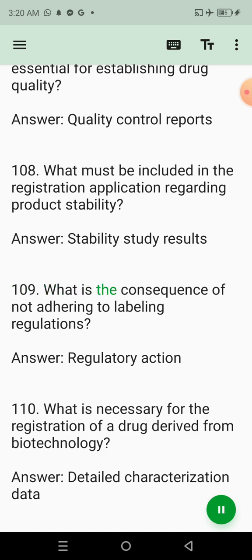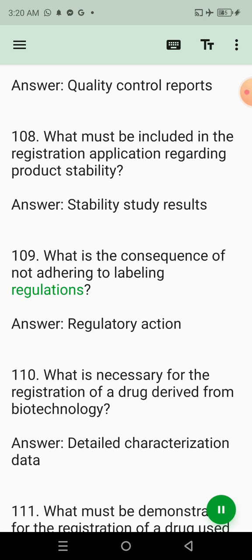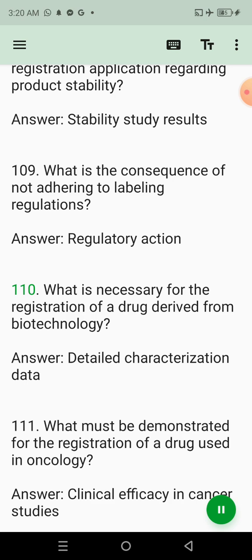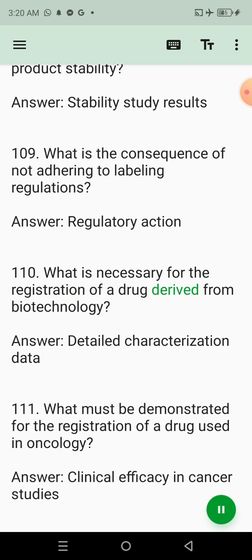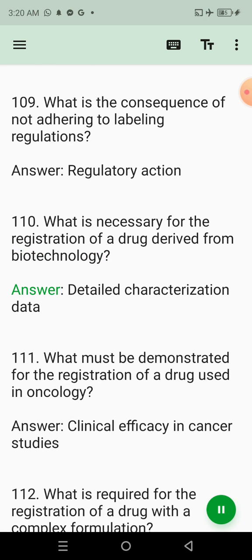109. What is the consequence of not adhering to labeling regulations? Answer: regulatory action. 110. What is necessary for the registration of a drug derived from biotechnology? Answer: detailed characterization data.